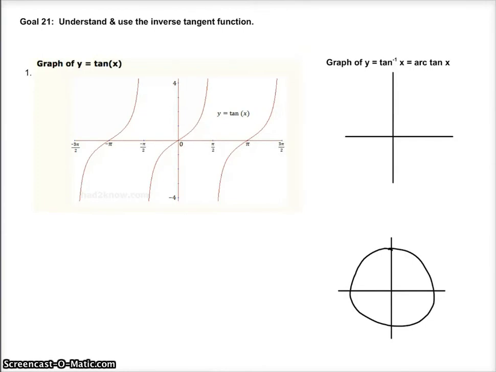Our third video in this series, we are going to look at Goal 21, where we will understand and use the inverse tangent function. So again, let's start by looking at tangent to determine if it is a one-to-one function. And we see that it also is not a one-to-one function. So just like sine and cosine, we are going to have to restrict its domain. So why don't you take a moment, analyze the function, and see if you can determine what the restricted domain might be.